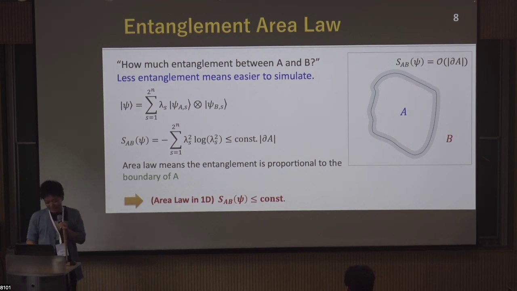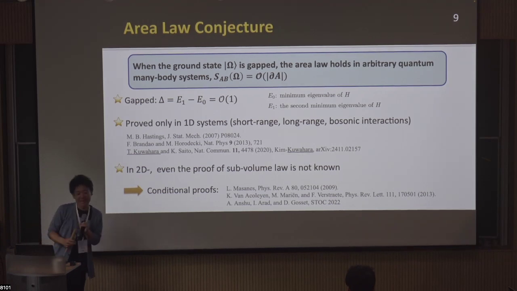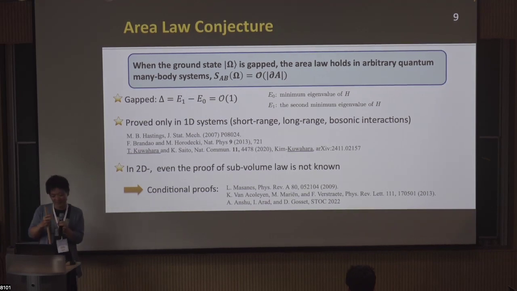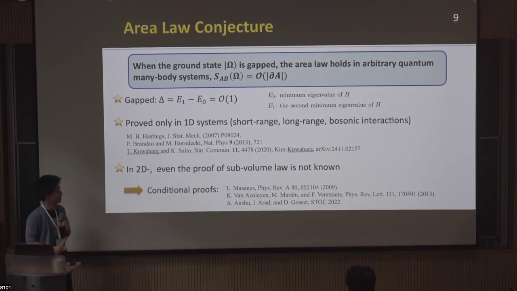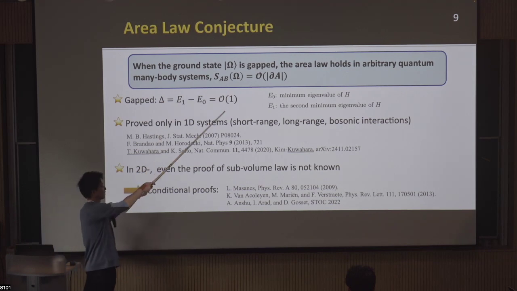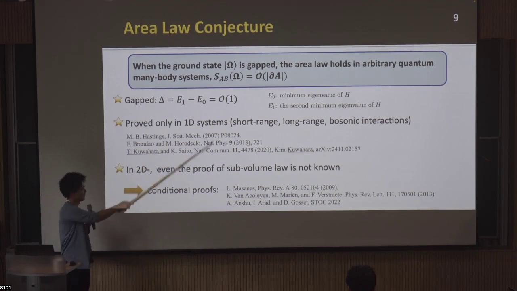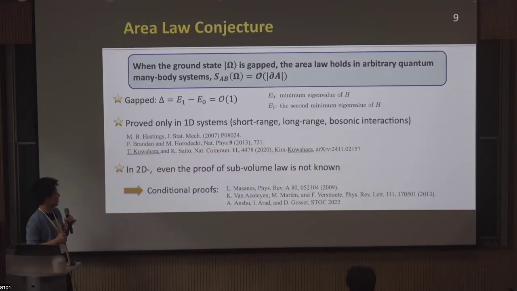Okay, and the area law conjecture argues in which cases this kind of area law structure is true for the ground state. The area law conjecture says that if the ground state is gapped or in the non-critical phases, the area law is true for arbitrary quantum many-body systems. So the entanglement entropy is at most of the order of the surface region of the subsystem size. Here the gap definition is here. And the area law conjecture is now only proven for 1D systems.